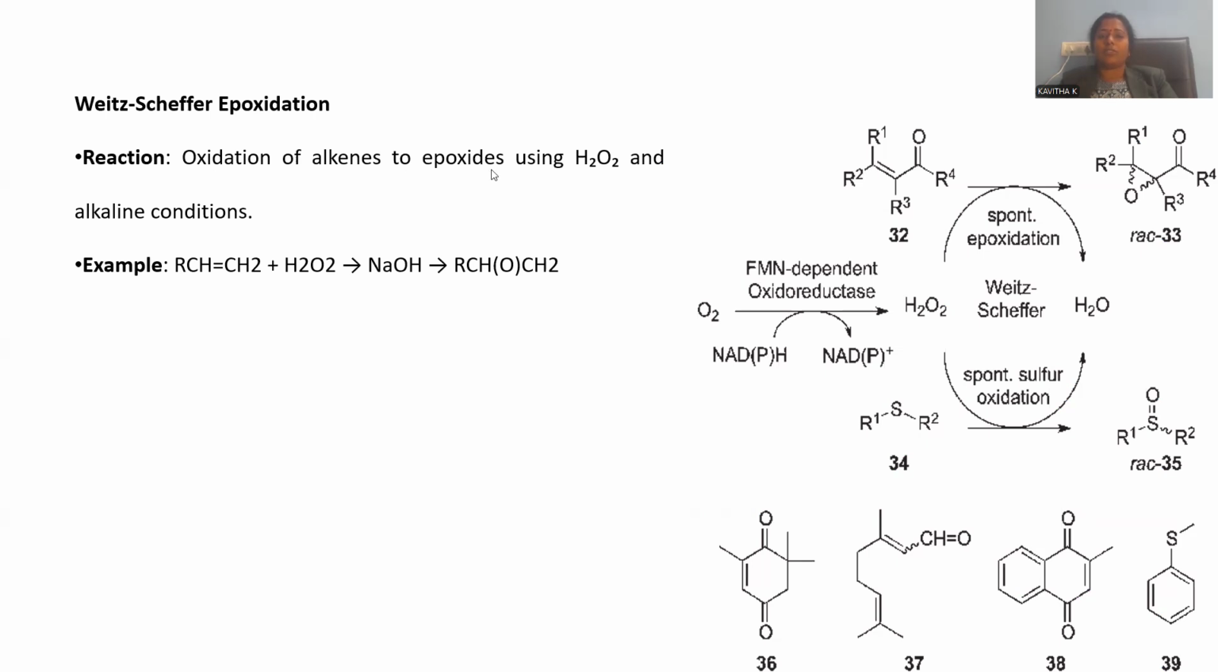Oxidation of alkenes into epoxides using hydrogen peroxide requires alkaline conditions. Alkaline means a basic medium is the requirement. A basic catalytic reagent is required, and wherever a double bond is there, that double bond will be converted into the epoxide form. This is the way epoxide formation is possible.